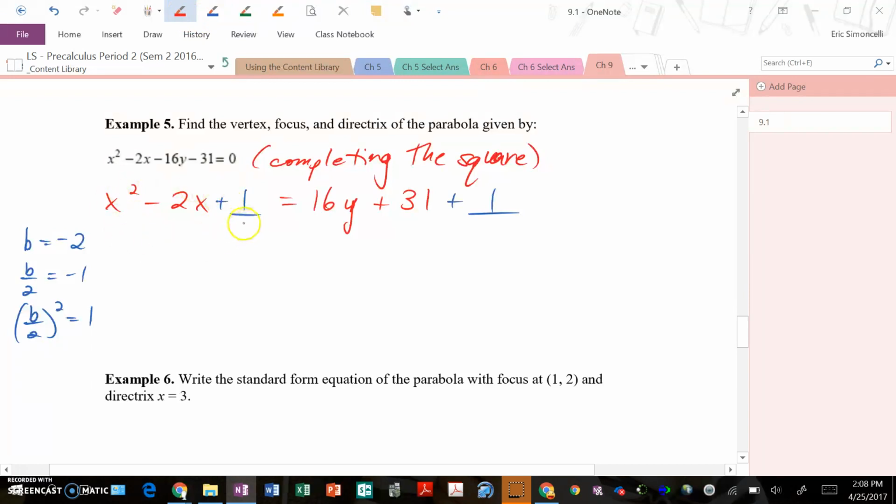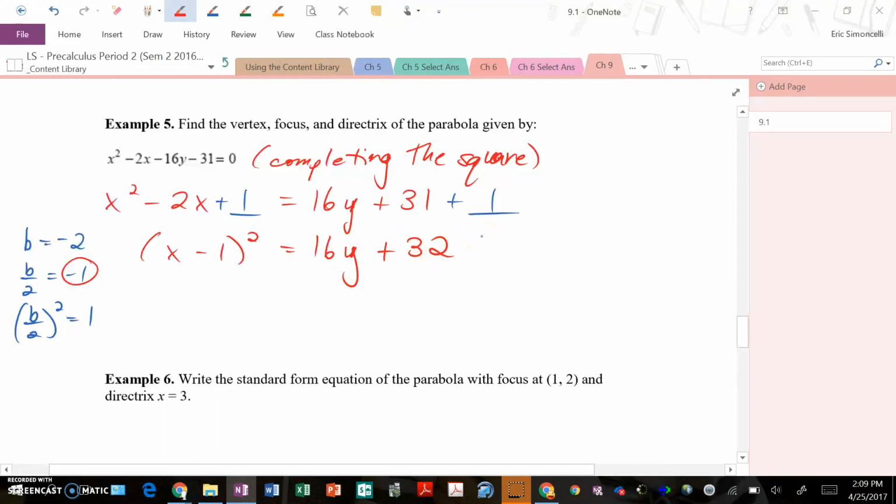This is now a perfect square trinomial, not surprisingly, and we can write it as a binomial squared, x minus 1 that is, if you recall. X minus 1 comes from the b over 2 quantity that we got. And then that equals what? 16y plus 32.